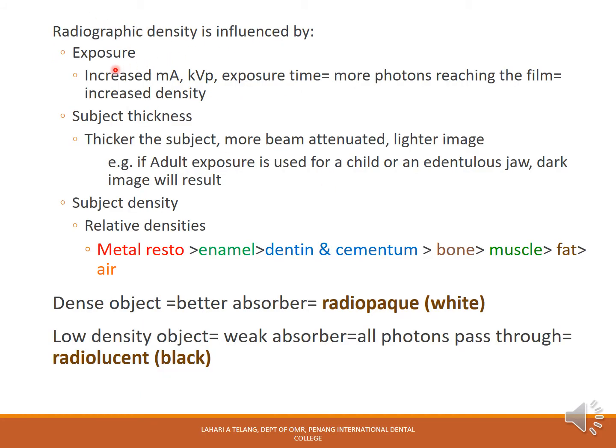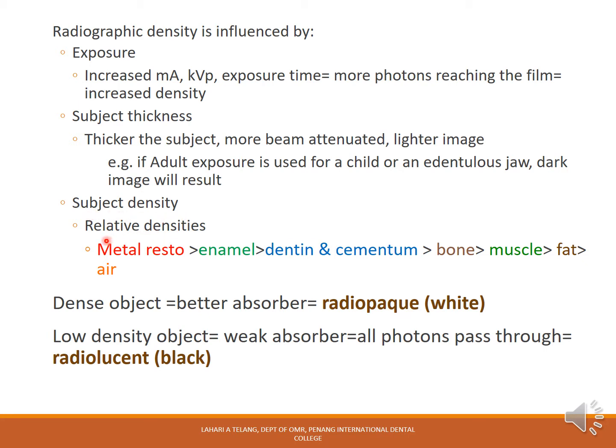Radiographic density is influenced by exposure and subject thickness and subject density. When we're talking about exposure, we can increase exposure to the film by increasing the current, voltage, or exposure time. When we increase all of this, more photons reach the film, and hence there is increased density of the radiographic image. Similarly, when the subject thickness increases, that means the thicker the subject, more beam is attenuated, and you get a lighter image. That means, for example, if you're using adult exposure for a child, or you're using adult exposure for a jaw which doesn't have teeth, then you're going to end up getting a darker image in the area.